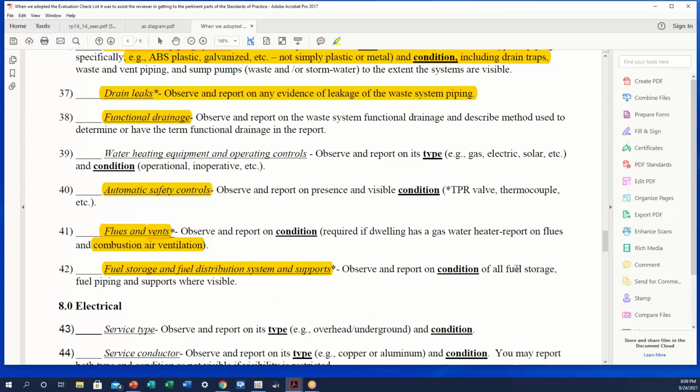Okay? And the condition of all fuel storage, fuel piping, and supports where visible. Well, I'm reporting on the condition that we don't report on it. It's a leased unit. So we say it's leased or owned. You're not required to know that, but you're required to report on the condition of all fuel storage tanks. This is an old reporting thing from fuel storage in basements in homes back east. You'd walk in there and the fuel oil would be running all over the floor. And they'd say, well, why didn't you say anything? It's all over the floor.